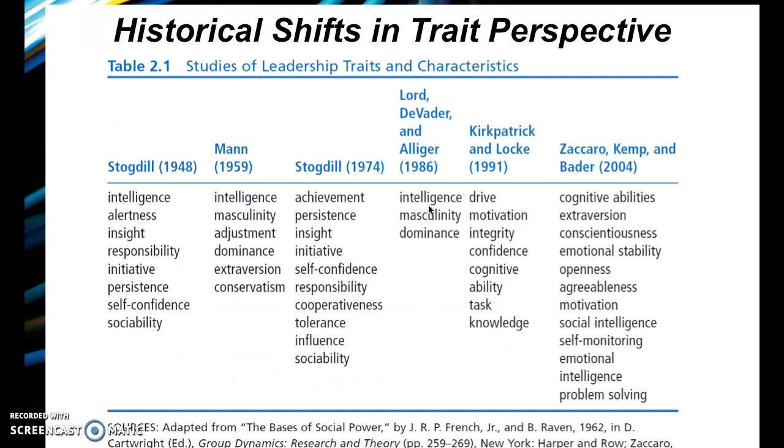Over the century, through research, various individuals began to see leadership as more interactive and involving multiple traits and personality characteristics, and even that some characteristics were very effective in some circumstances or contexts, but not effective in others. And so these were some of the lists of characteristics that different researchers found through multiple studies were characteristic of leaders in a variety of contexts.